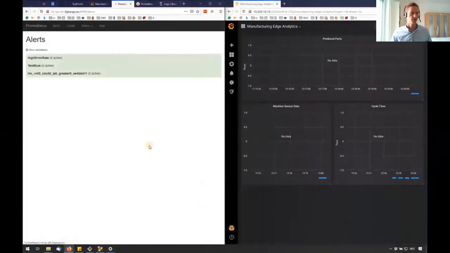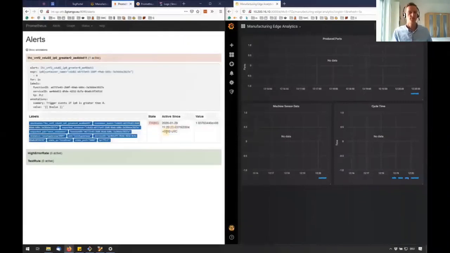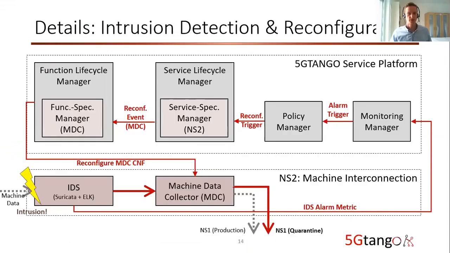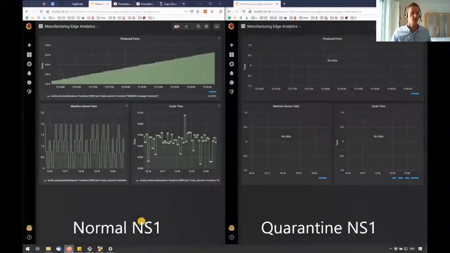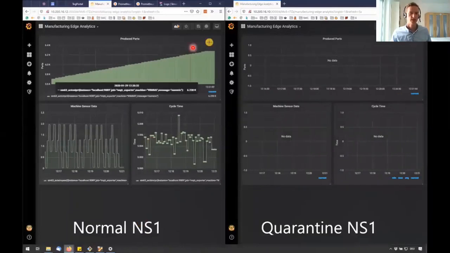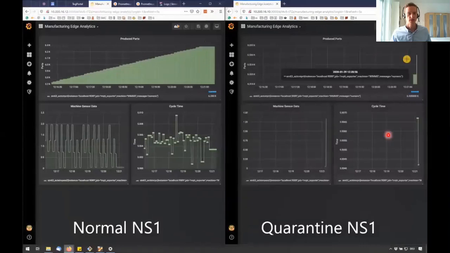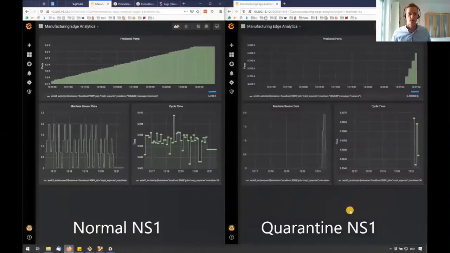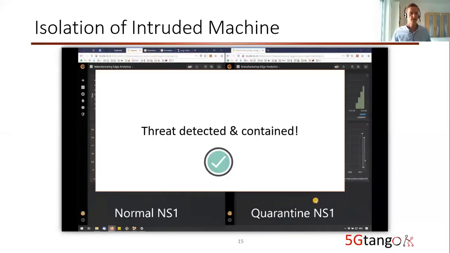So here in our Prometheus monitoring, you can see that we have 3 different rules installed. One is for this IDS use case. You can see that it now changes from green to yellow to red as this IDS alarm metric is being picked up. And with that, the monitoring manager sends the alarm trigger, and this whole reconfiguration is being executed until the network service 2 is reconfigured to no longer send data into the normal network service 1. So you can see that no more data arrives here, and instead the data is now being sent to the quarantine network service 1. Yeah, and with that, the threat is detected, the data is isolated, the threat is contained, and that was a success.